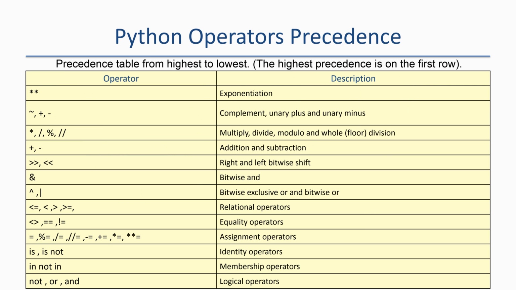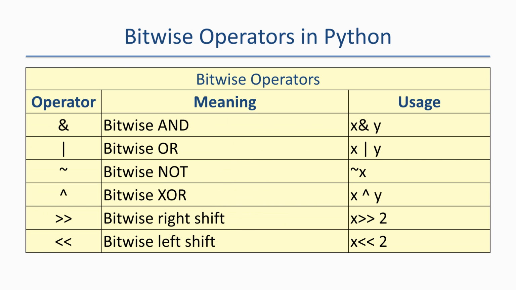Here is the precedence table again, and notice that the logical operators have the lowest precedence in this table. As I mentioned in the previous lesson, there are more types of operators in Python. However, at this time, I'm not going to go over them, and I will cover them in the future. Here, I just want to put the tables for your information.